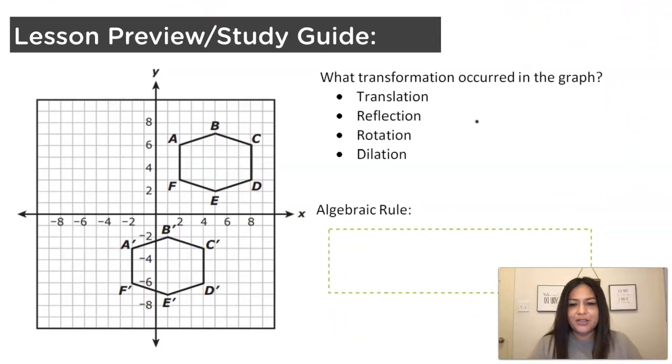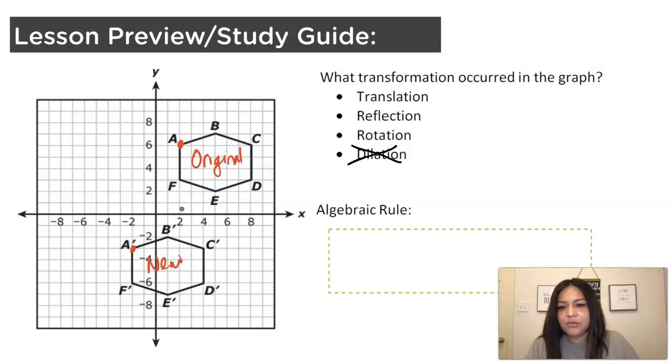What transformation occurred in this graph? Now this time the size did not change. If the size doesn't change, then it's definitely not a dilation. In this case, what I notice happened, if I pay attention to, let's say for example, A and compare it to A prime, so this right here is my original, and this one over here is my new, then I can see that it was a slide. It went to the left and down. So it went left so many units, and then it went down so many units. So whenever it is a slide, then definitely it is a translation.